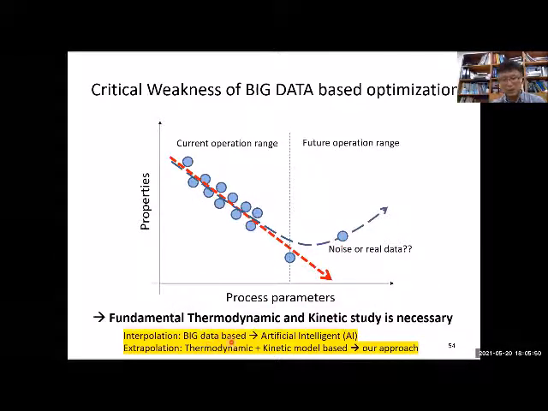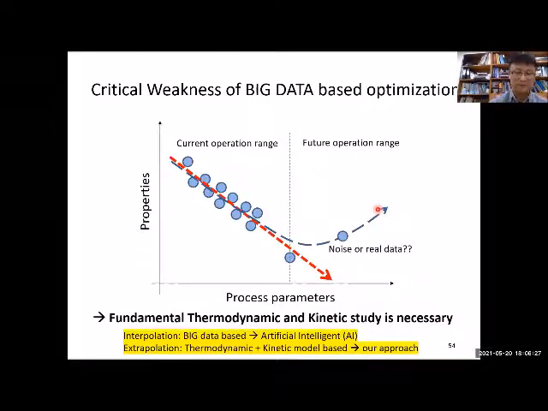So big data analysis based on the plant data is very good for interpolation. Within that actual data set, it's very good. However, extrapolation is very bad because you don't know how to treat this data. But if there's a change of shape like this, it is coming from the chemistry or physics of the materials. Thermodynamics actually contains those kinds of physics and chemistry. So by using this kind of thermodynamics with a certain kinetics, we can probably make a predictive model.